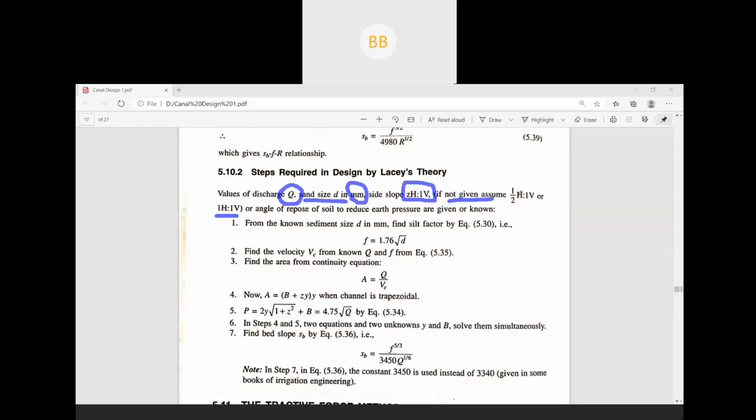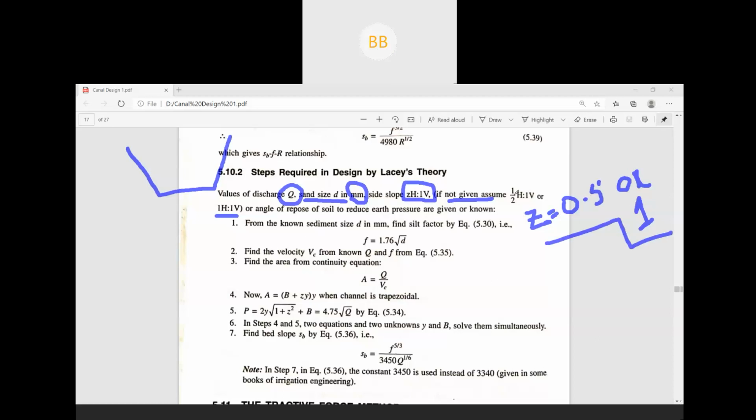If it is not given, then we can assume half horizontal or one horizontal. So z is equal to 0.5 or 1; you have two options. If you don't know the side slope, we are going to design for a trapezoidal channel. So if the side slope is not given, we are going to assume 0.5 or 1.